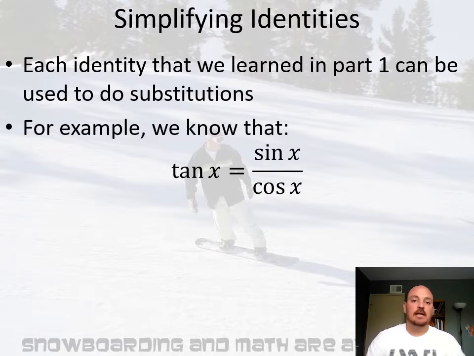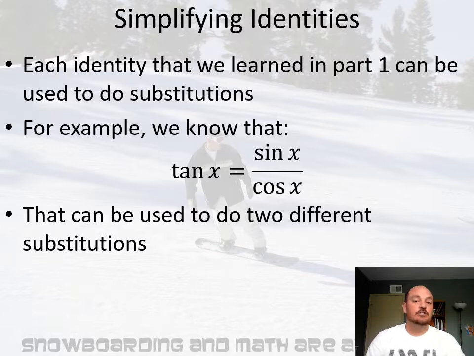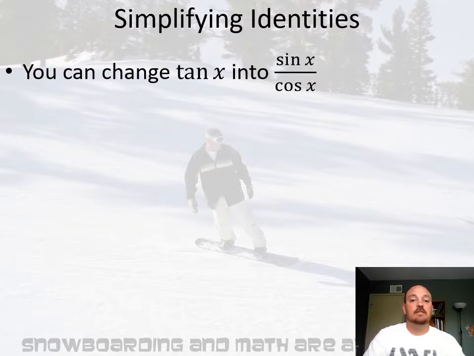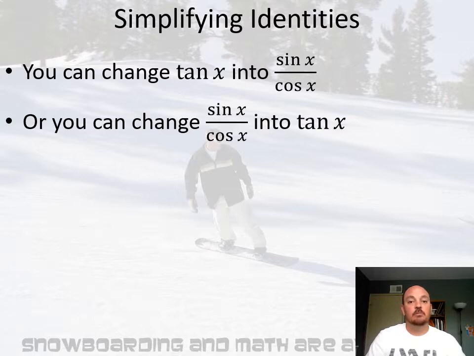If we take one of our identities from part 1, tangent x equals sine x over cosine x, I want you guys to realize that you can actually do two different substitutions because each equation works both forwards and backwards. So for example, if in one question you saw tangent x and you wanted to change it into sine x over cosine x, you could do that. And maybe in another problem, you did that backwards. You saw sine x over cosine x, and you said, oh, I can simplify that by turning it into tangent x. So each one is going to be used in a different type of question.